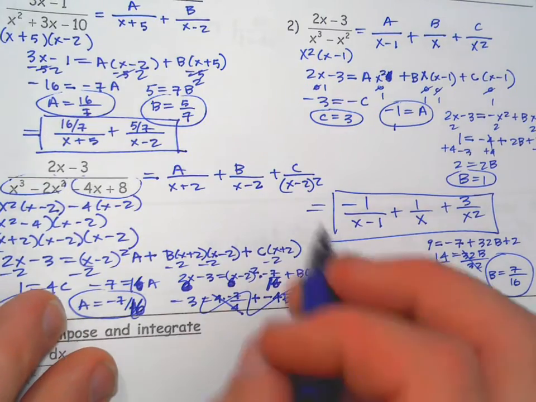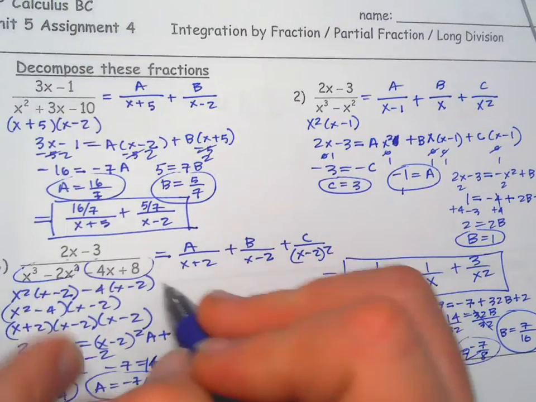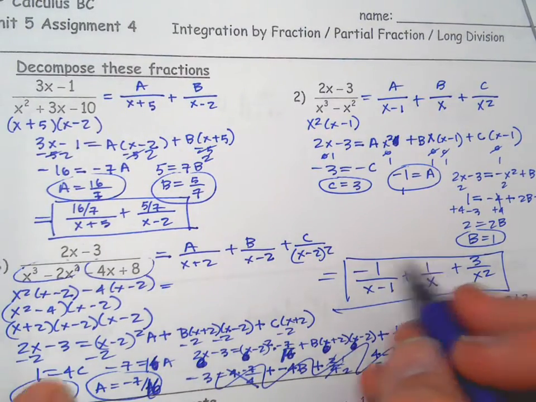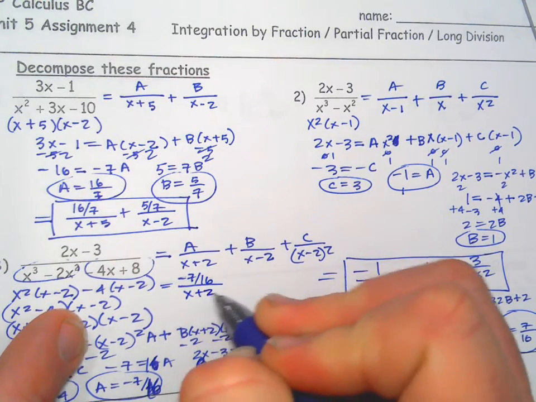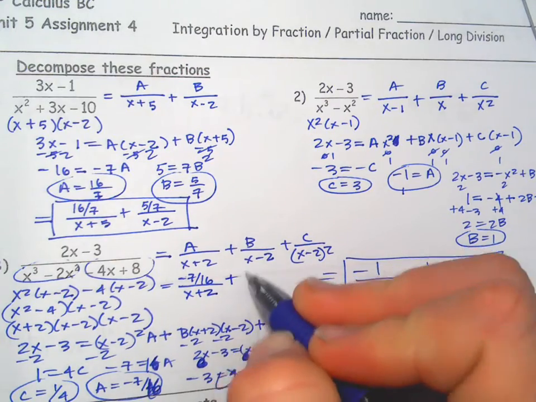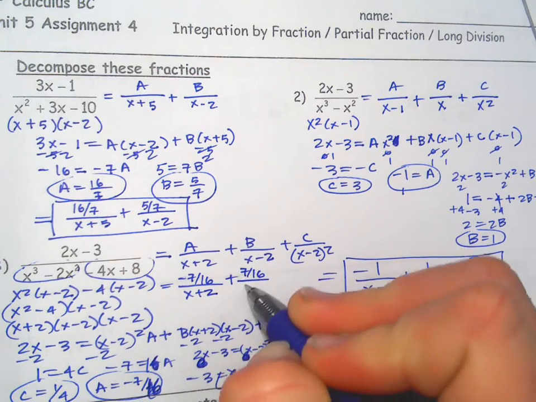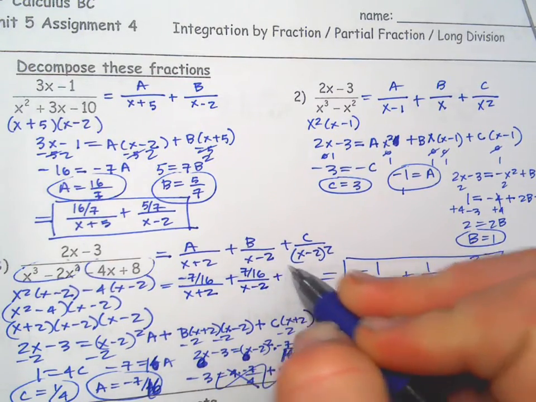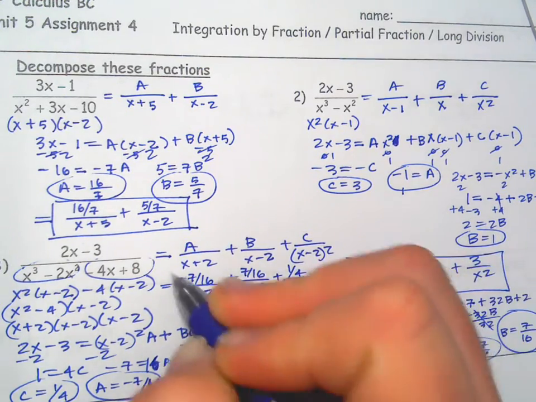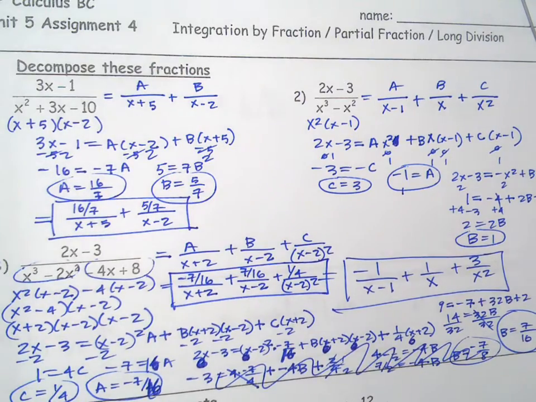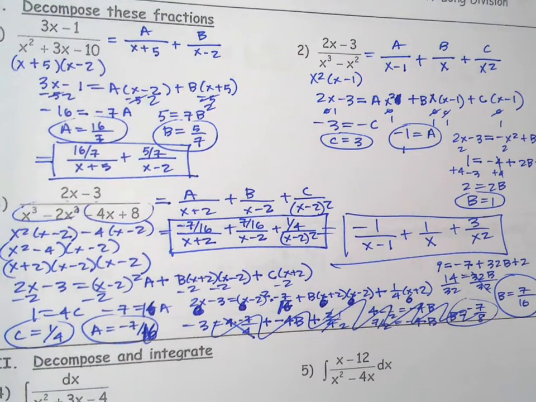And then we still have to write the answer. Let's see if we can just fix it right here. A is negative 7/16 over x plus 2. B is positive 7/16 over x minus 2, plus 1/4 over (x minus 2) squared. Okay, so there you go.